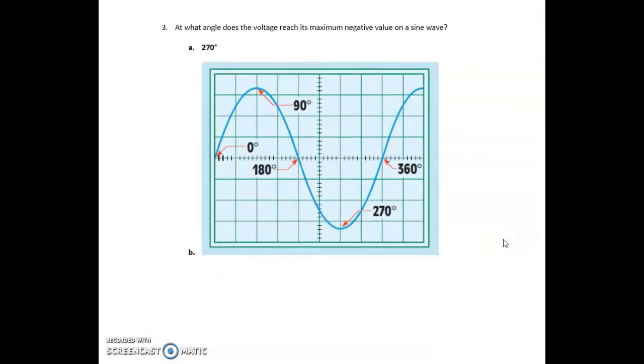Number 3, at what angle does the voltage reach its maximum negative value on a sine wave? We just saw that on the previous question. It's right here. This is at 270 degrees. You have negative and positive, so it reaches its negative maximum peak at 270 degrees.